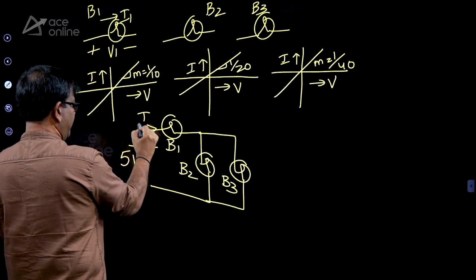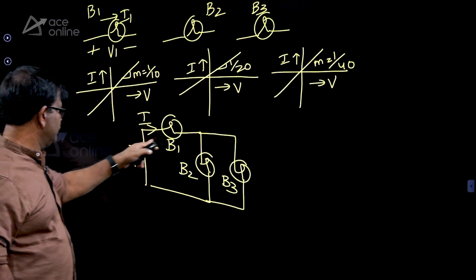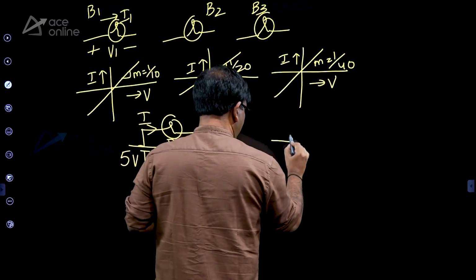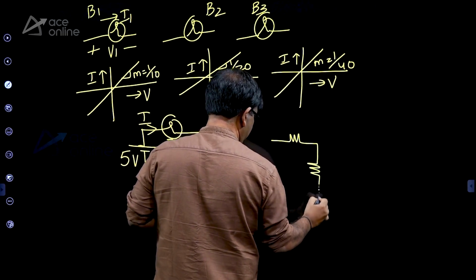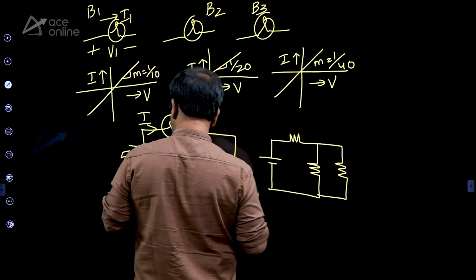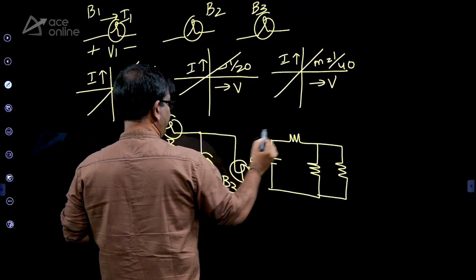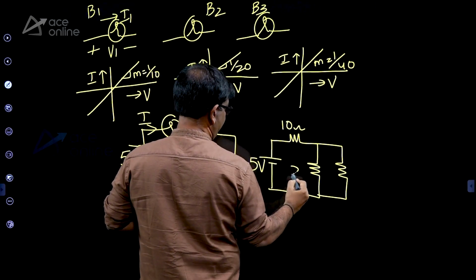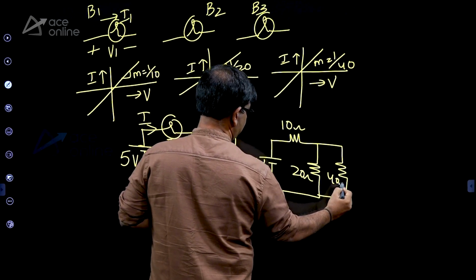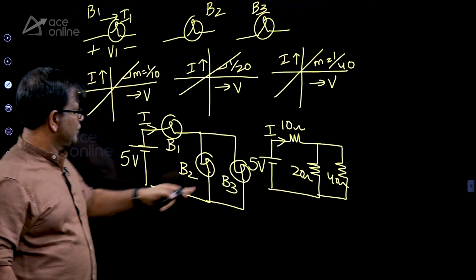And what is the current I? If at all you want to find the current I, how will you do that? So each bulb is replaced by whom? Its equivalent model. And then you have to solve. Say for example, this is 5. B1 is 1 by 10, which is 10 ohms, 20 ohms and 40 ohms. Okay. So what is the current?